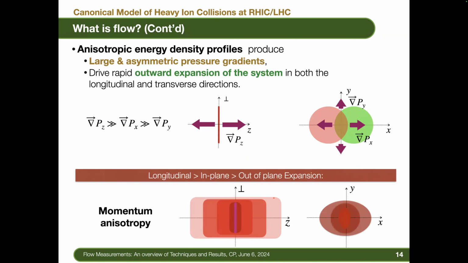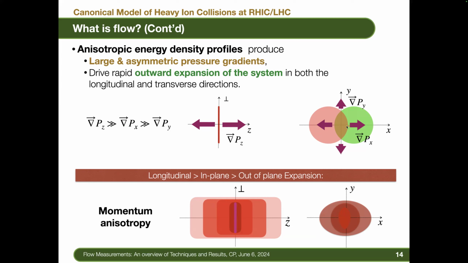So we have large and asymmetric pressure gradients. This leads to the expansion. And this expansion means then that the particles that will be produced will have a large momentum anisotropy. Because you have the largest or fastest expansion in the z direction, you will have the largest momentum in the z direction.